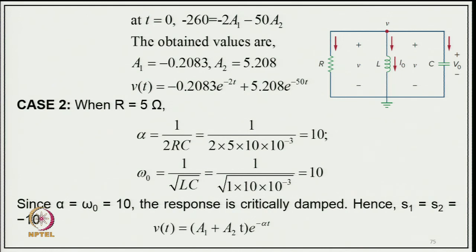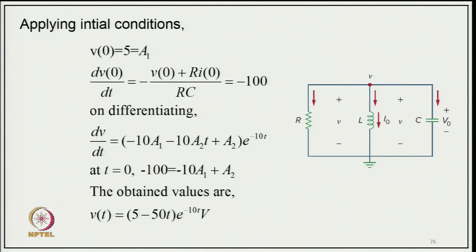And coming to case 2, when R equal to 5 ohm, alpha will be 1 upon 2RC, equal to 1 upon 2 into 5 into 10 power minus 3, that is 10, and omega 0, 1 upon root LC, will again be 10. So, alpha and omega 0 both are 10. This is the case where the response is critically damped, s1 equal to s2 equal to minus alpha, that is minus 10, and v(t) will be (A1 plus A2 t) e to power minus alpha t, and applying the initial conditions.